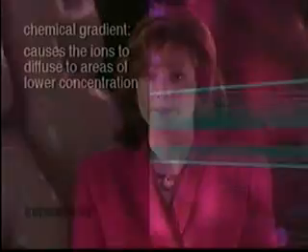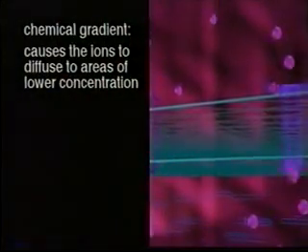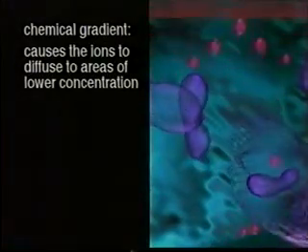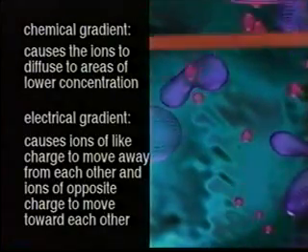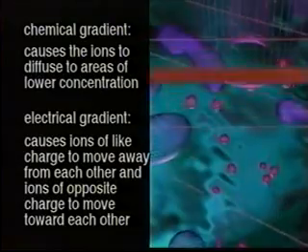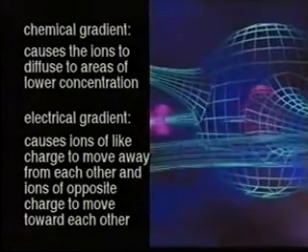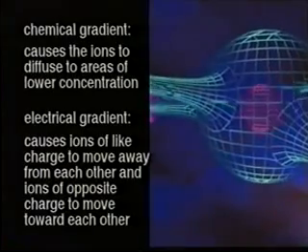There are two gradients that exist across the membrane. A chemical gradient that causes the ions to diffuse to areas of lower concentration, and an electrical gradient, which causes ions of like charge to move away from each other, and ions of opposite charge to move towards each other.